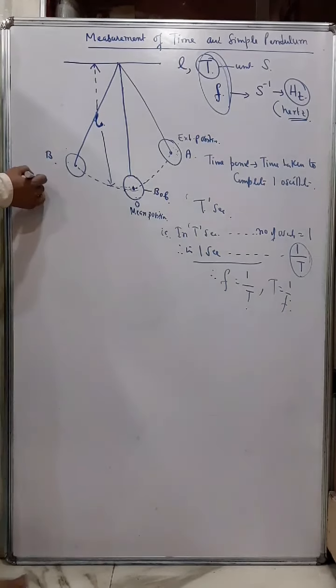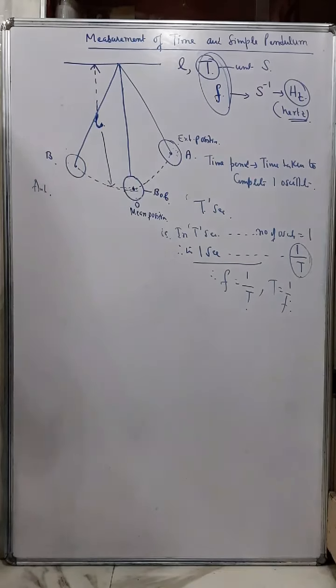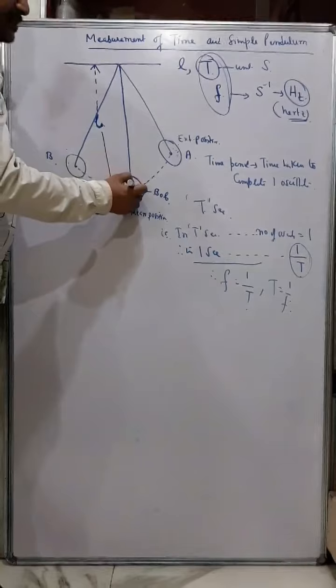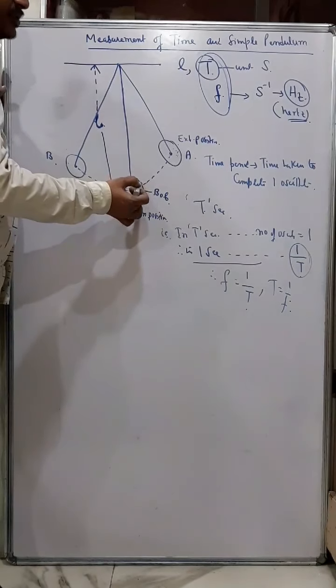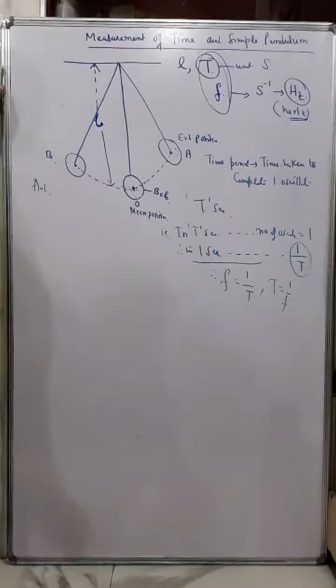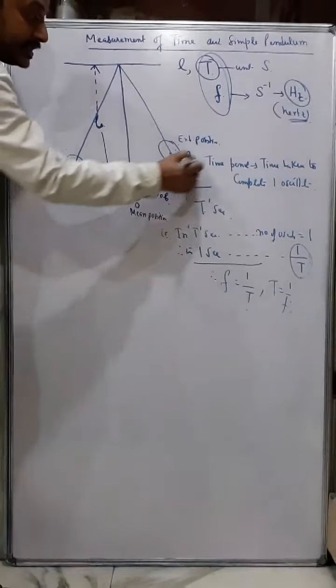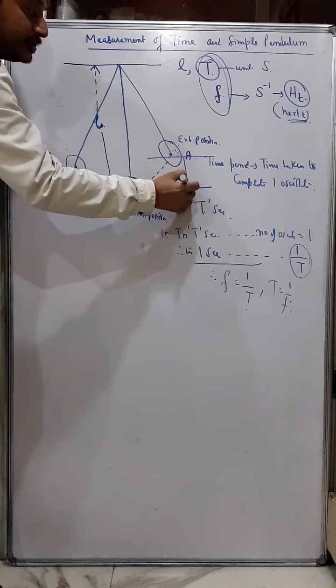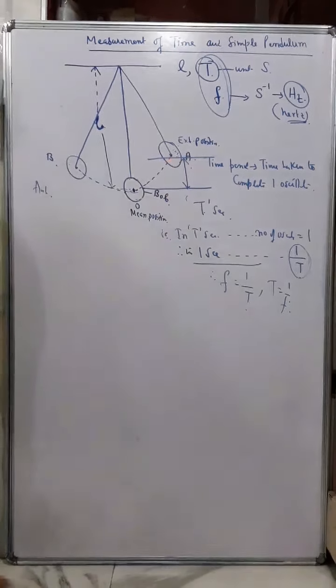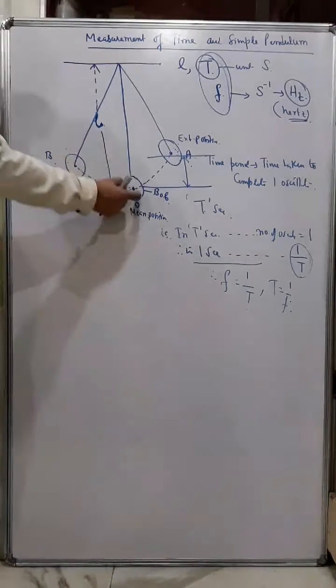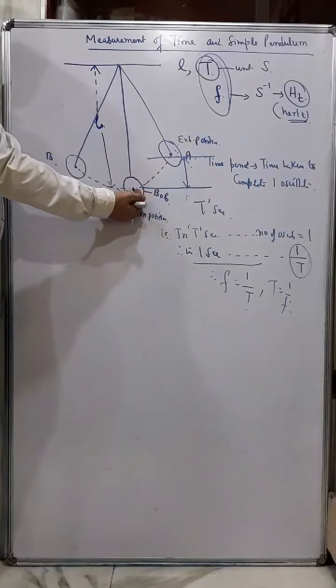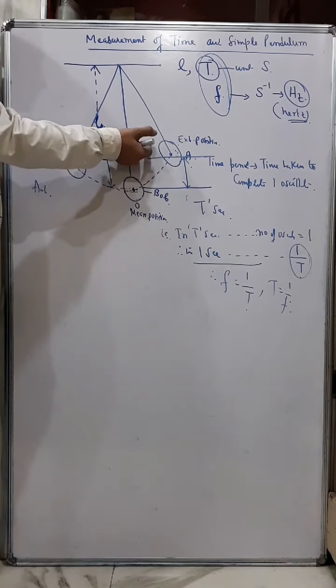Next is the amplitude. Amplitude is the maximum displacement of the bob from the mean to the extreme position. So you can say this height is called the amplitude, the maximum extent of the bob. So we can say the displacement of the bob is from this position to this position. So therefore we say this is the amplitude.